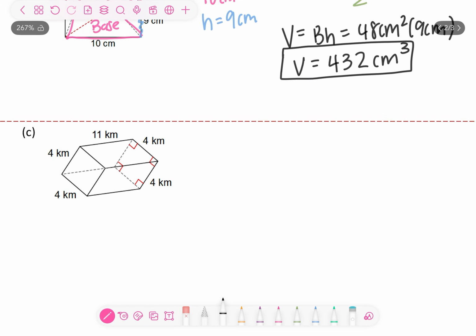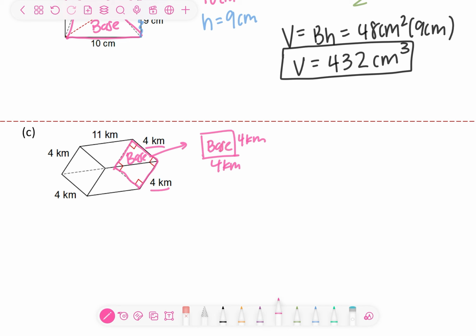Okay, so for C, I noticed that it looks like a square prism this time. So my base here at the back, which is what it kind of looks like to me, is 4 by 4. So my base, if I take it over here, it's just a little square, 4 by 4. So 4 kilometers by 4 kilometers. So that's my base. And then the height is the distance between those two, which is going to be this height here, this 11 kilometers. So the height is 11 kilometers.